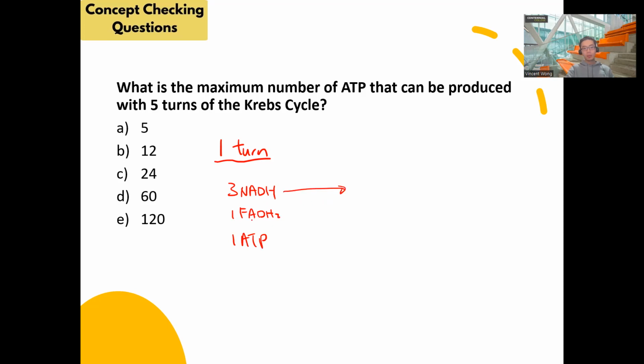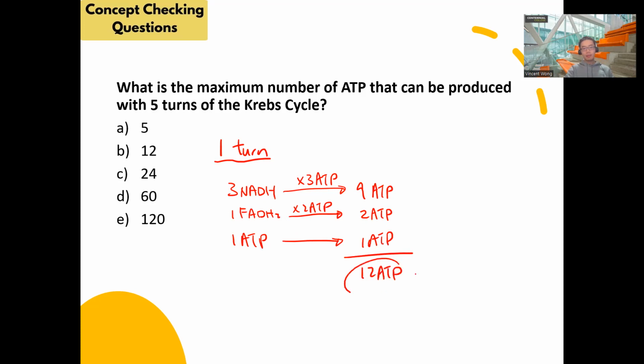So this one will go on to step 4 and make 3 ATP each. So that's going to be 9 ATPs. This one will go on to step 4 and make 2 ATPs, and that would be 2 ATPs in the end. And then this one is just 1 ATP. If we add up all these things, we get 12 ATP for one cycle.